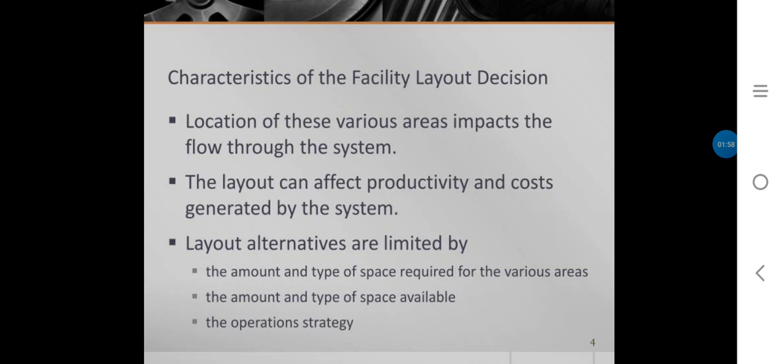Characteristics of facility layout decisions. These are the basic focus areas before we make facility layout decisions. The location of these various areas impacts the flow through the system. Before we make facility layout decisions, we must focus on the production process flow or service providing flow in the organization. The facility layout decision must interact with the organization's production or service flow, and the layout can affect productivity and the cost generated by the system.